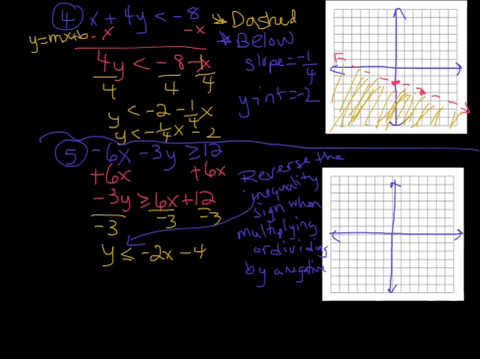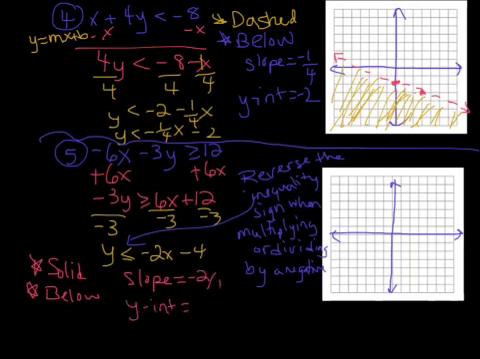Now that we have the correct inequality solved for y, we know that it's a solid line because it's less than or equal to. Because y is less than or equal to, we're going to shade below it. The other thing we know is that our slope is negative 2/1. Our y-intercept is negative 4.